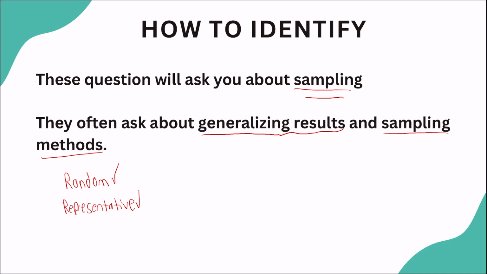Now, generalizing results from your sample, you can generalize to the population that you sampled from. So for example, if you took a random sample from your high school, then you can generalize the results from your sample to your entire high school. You could not, however, generalize the results to your district because you only pulled from one high school, and so your sample would not have been representative.